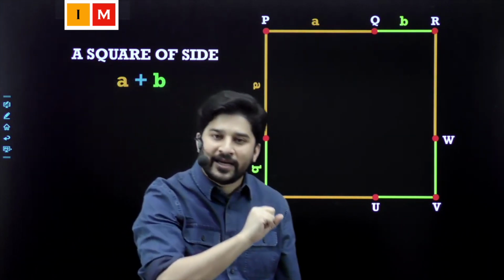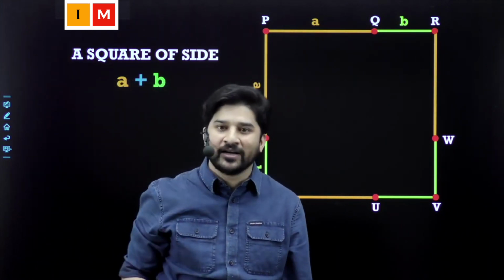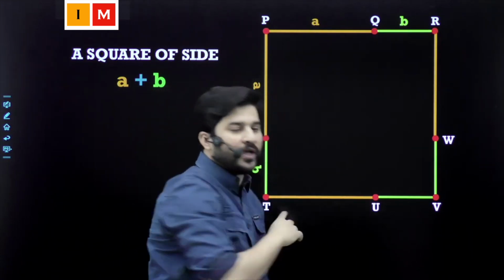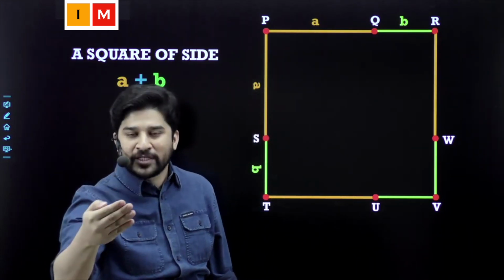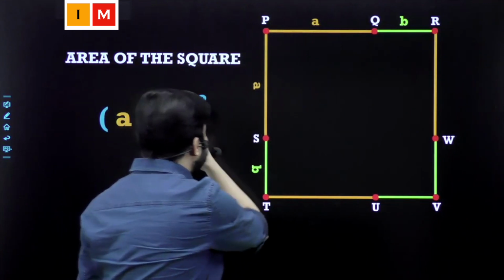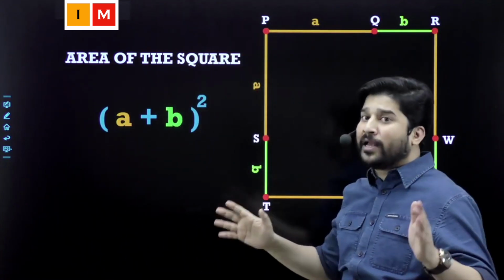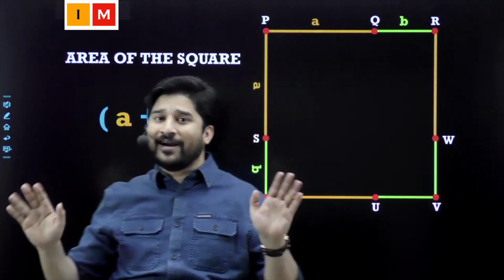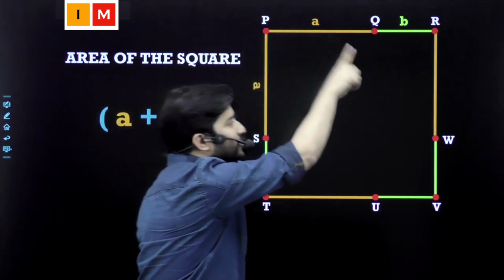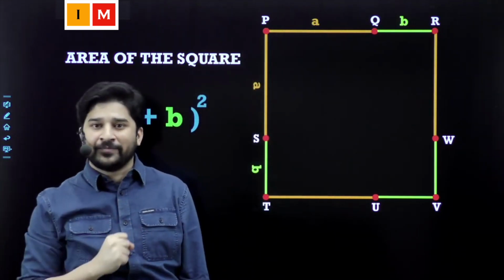Now what is the area of a square? Side into side. So you can say the area of this square is going to be (a plus b) into (a plus b), which is (a plus b) whole square. So (a plus b) whole square is not that Latin and Greek. It means the area of this complete square.